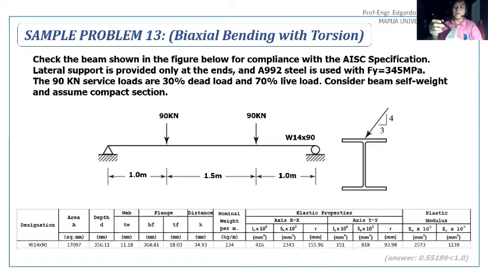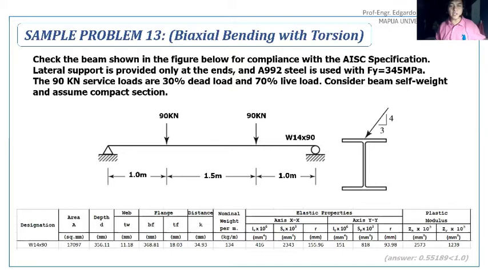So ibig sabihin, kukuhain natin yung vertical component nito. That will cause bending about x. Tapos kukuhain ko rin yung horizontal component niya. That will cause bending about y. Pero kung kukunin mo yung horizontal component niya, the horizontal component will not pass through the shear center. Nasa ibabaw eh. So therefore, magkakaroon siya ng torsion. So this problem is may torsion na siya.